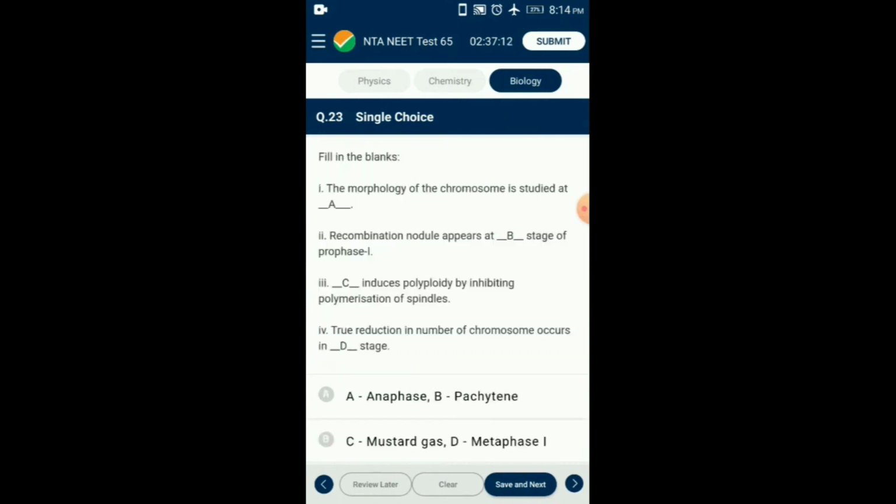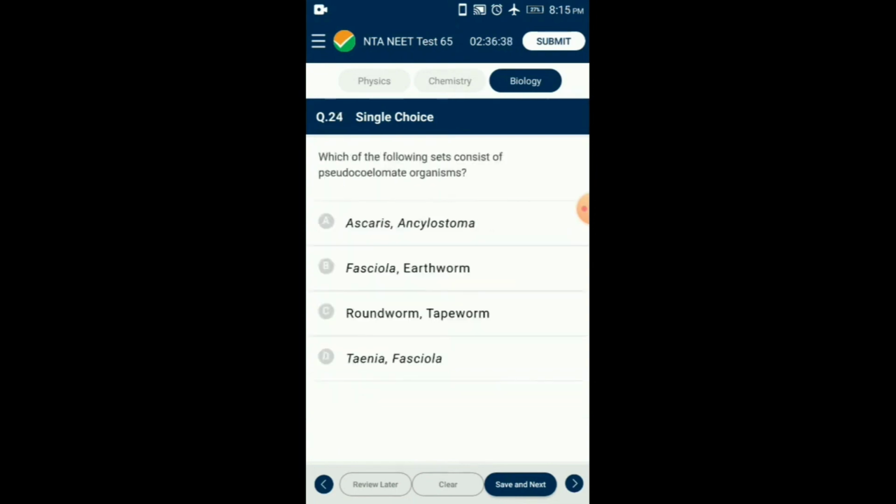Question number 23. Fill in the blanks. Totally there are 4 questions given. Recombination takes place at pachytene stage and reduction of chromosome takes place in anaphase 1 stage.